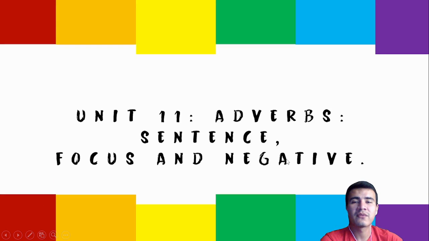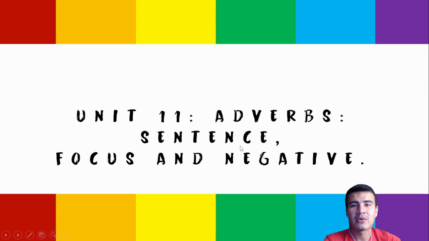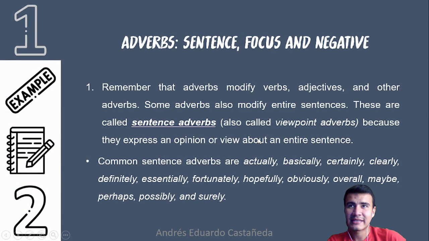We have four rules for these kinds of adverbs, but the first one is sentence adverbs. Remember that adverbs modify verbs, adjectives, and other adverbs. Some adverbs also modify entire sentences. They are called sentence adverbs, also called viewpoint adverbs, because they express an opinion or view about an entire sentence. Common sentence adverbs are actually, basically, certainly, clearly, perhaps, maybe, obviously, overall, surely, possibly.